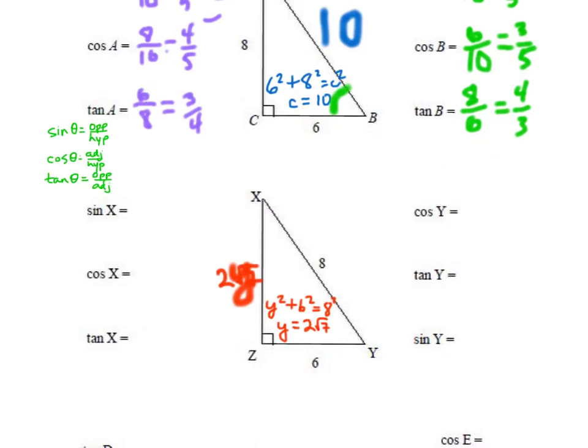Now, for the sine of angle x, we're going to use x again as our reference angle. So the sine of x is going to be opposite over hypotenuse. Opposite of x is 6, and the hypotenuse is 8. So we get 6/8 or 3/4.